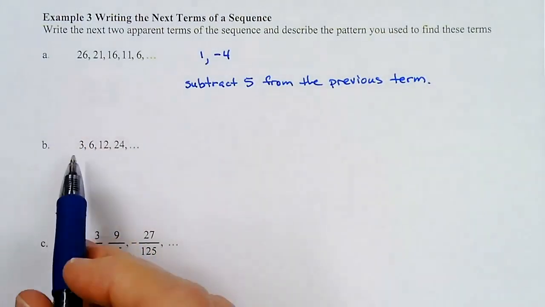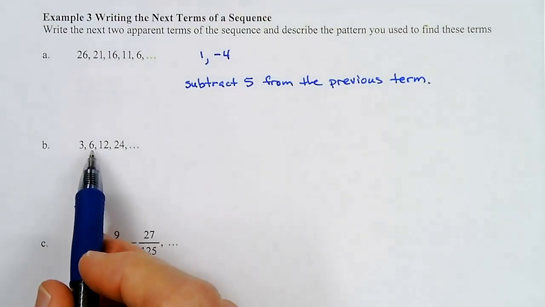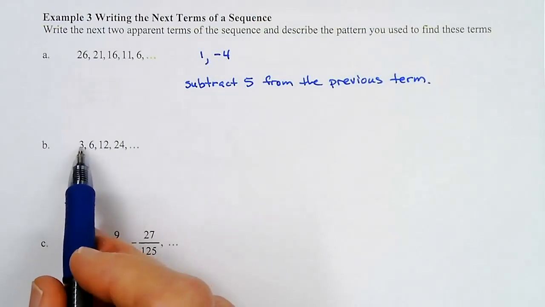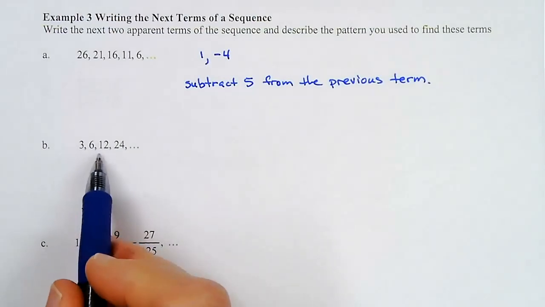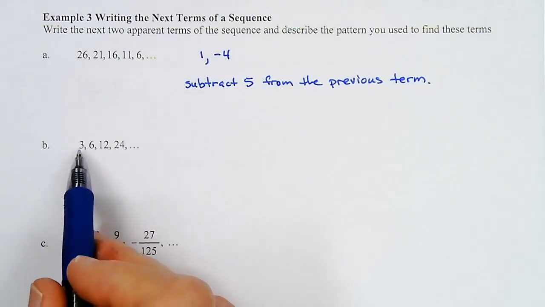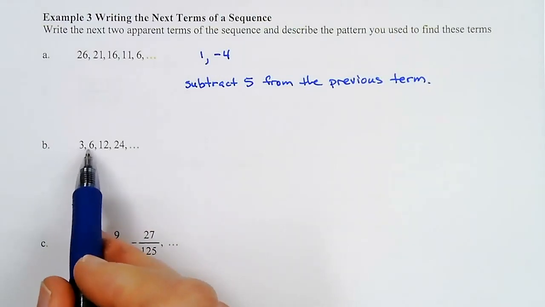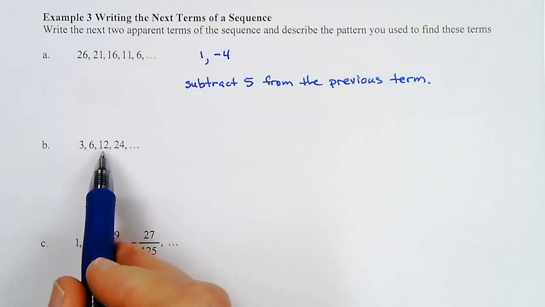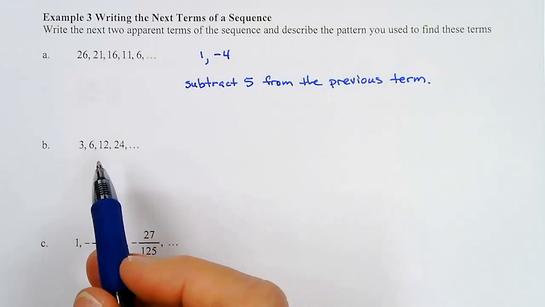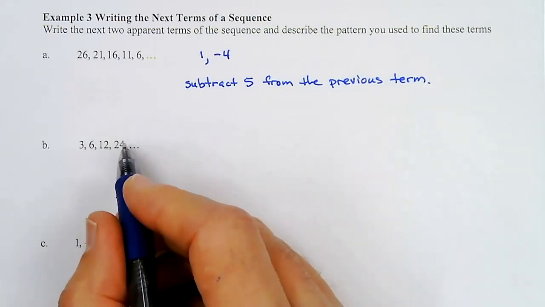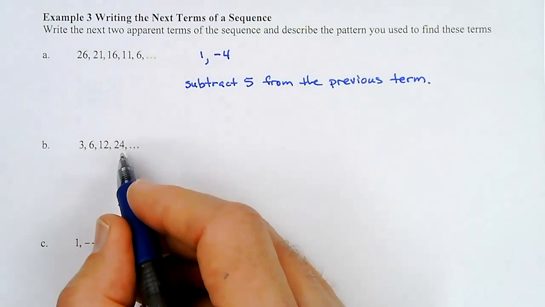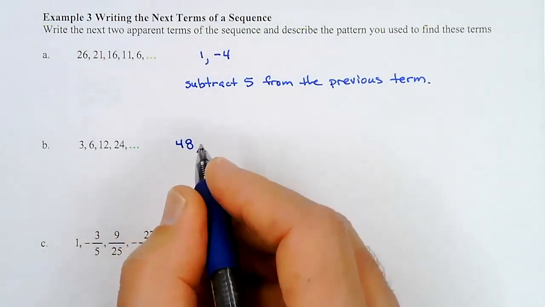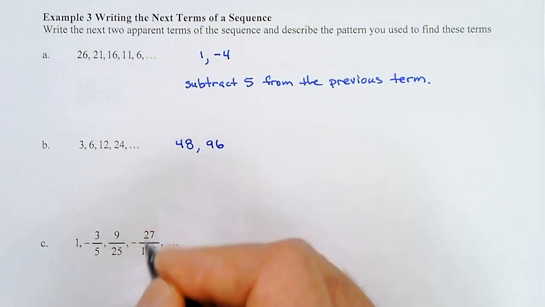Okay, how about this one? 3, then 6, and then 12, and then 24. So if we try to add, we're adding 3, but then we're not adding 3 from the second term to the third term, right? And so some of you might be seeing, okay, I can see this, we're just multiplying by 2. So 3 times 2 is 6. 6 times 2 is 12. 12 times 2 is 24. So we're multiplying the previous term by 2. That means the next 2 terms, well, 24 times 2 would be 48, and 48 times 2 is 96. So those are the next 2 terms of the sequence.